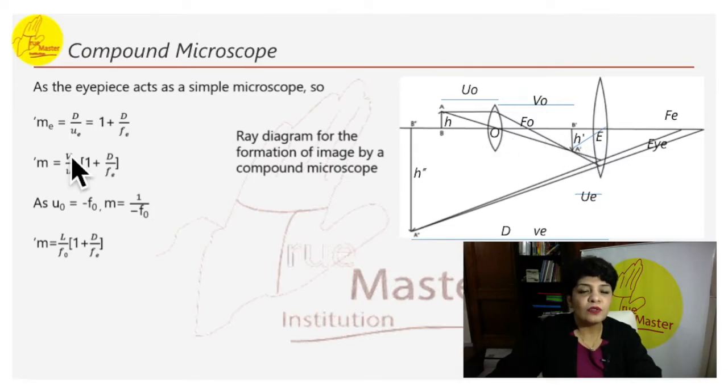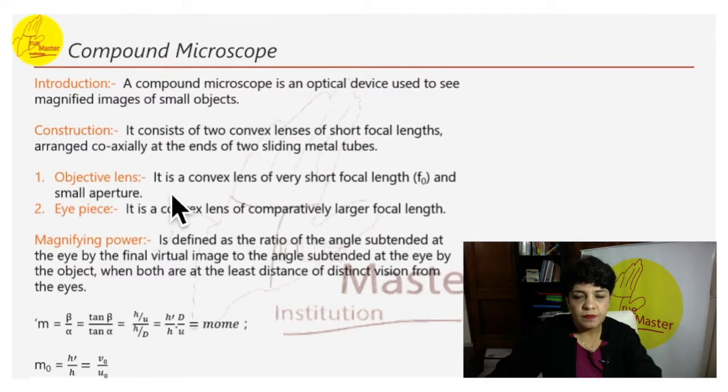Okay. Now coming on to the derivation. I hope the diagram is first clear in your mind. What are the two lenses, how we are placing them in the compound microscope. Magnifying power. Now magnifying power in the simple microscope we have already seen is beta by alpha. What is beta? It is defined as the angle subtended at the eye by the final virtual image. And the angle subtended at the eye by the object is alpha. So magnification is equal to beta by alpha.